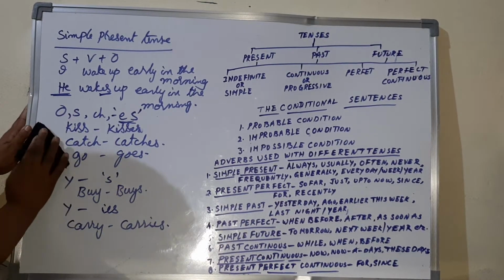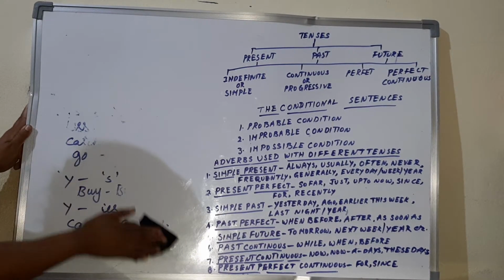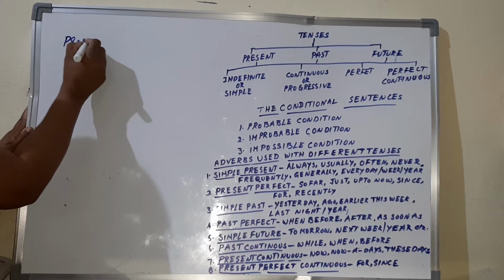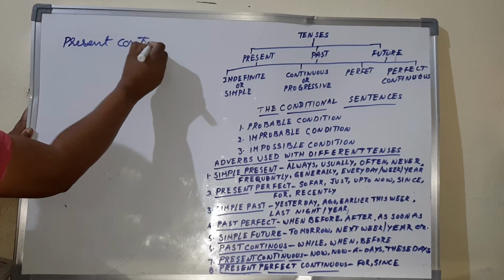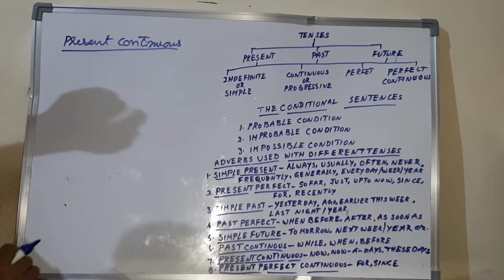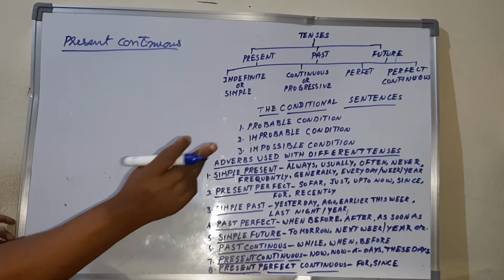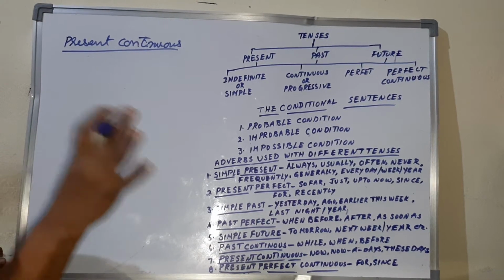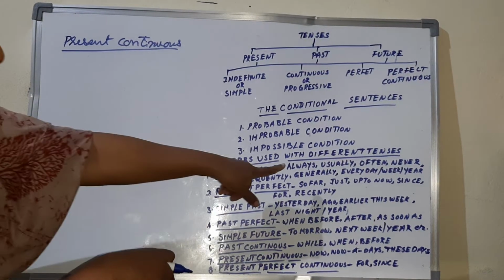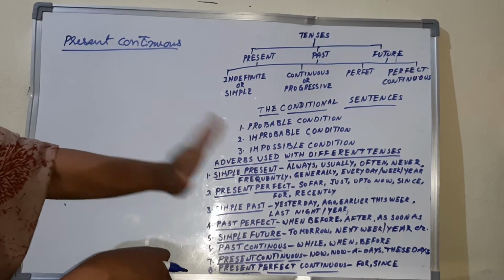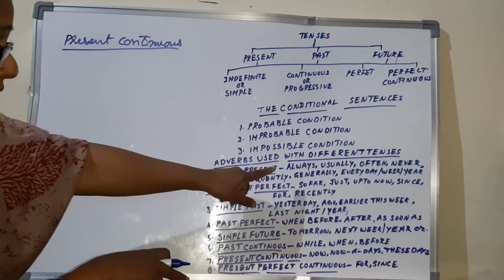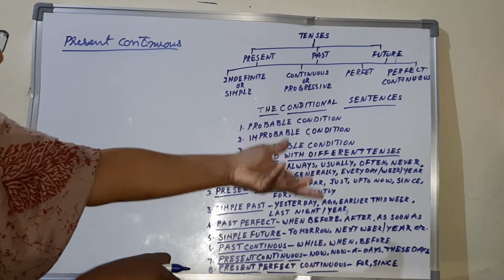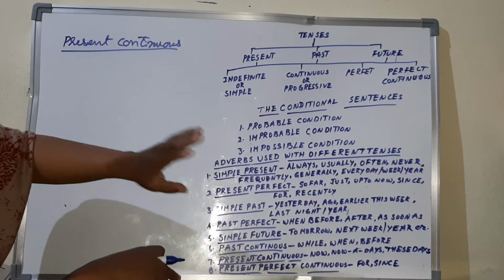Next, present continuous, or present progressive. Sorry, I forgot to tell you: in present tense we usually use some keywords, adverbs that we use only in simple present tense. What are they? Always, usually, often, never, frequently, generally, every day, every week, every month, every year, every hour, every minute. We use these only with simple present.